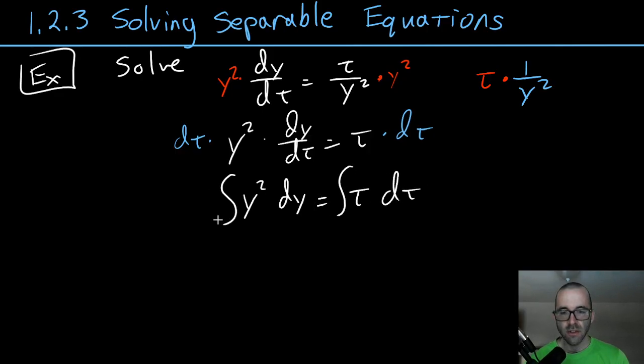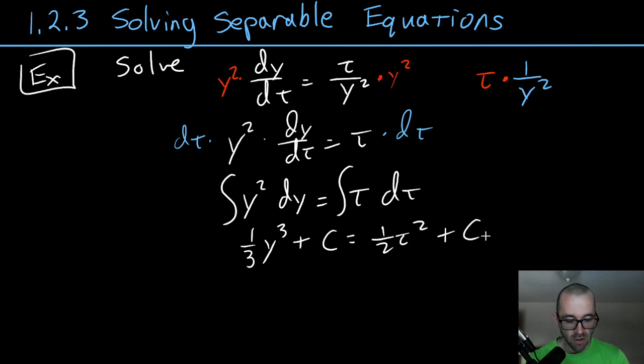We'll take the integral of both sides. We know how to find both of these integrals, no problem. Just use the power rule: 1/3 y cubed plus a constant, and 1/2 t squared plus some other constant. We don't know what the constants are, but remember, it doesn't really matter. A constant minus a constant is still a constant, just a different constant.